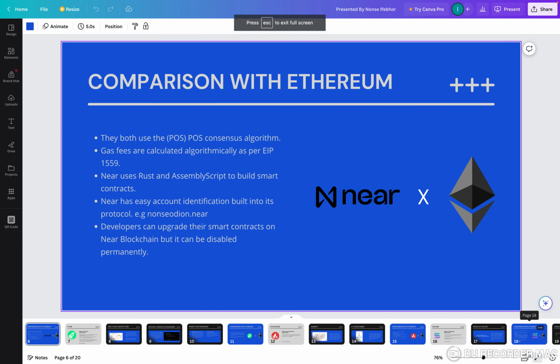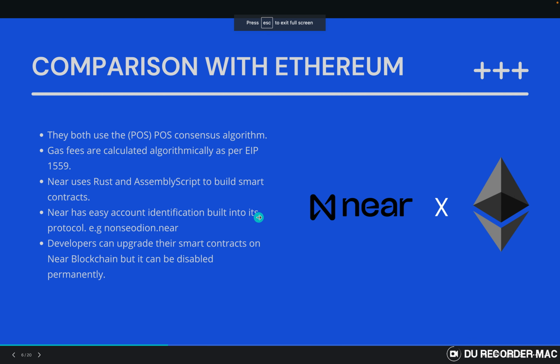Let's move on. So that's about NEAR. Developers can upgrade their smart contracts on the NEAR blockchain, but upgrading can be disabled permanently. On Ethereum, you can also upgrade your smart contract actually. But the way we currently upgrade smart contracts on Ethereum was not a function built into the Ethereum protocol, whereas with NEAR, it's a function built in as part of the way the NEAR blockchain operates.